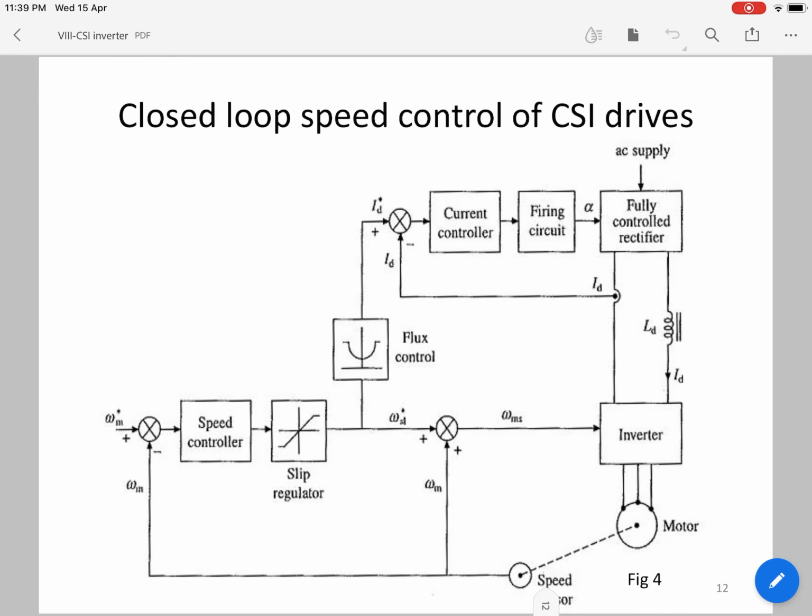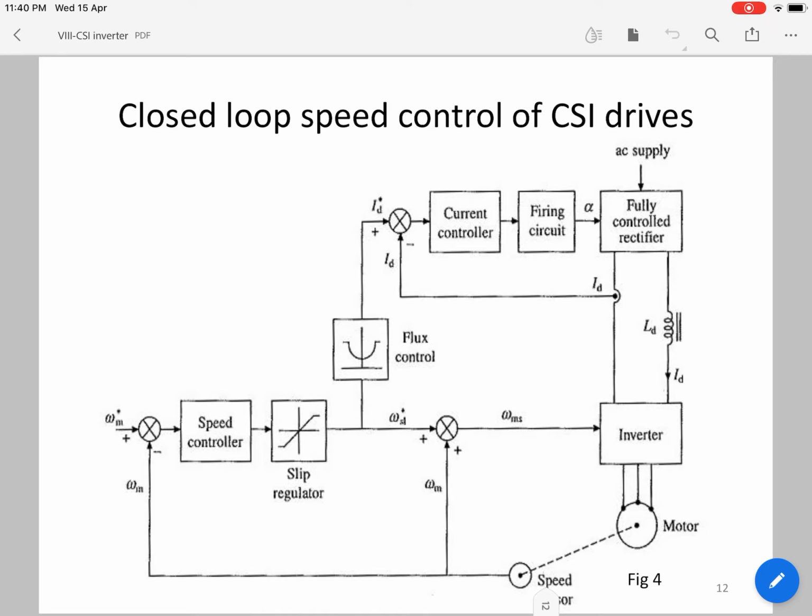Now the next is the closed loop control of CSI drive. Just as we have seen in the case of VSI control, there are two loops. The current loop has the current controller, and there is a summer which has ID star and ID. These are sent to the summer, and then the current error is sent to the current controller. Then you have the firing circuit, fully controlled rectifier, inverter, and motor.